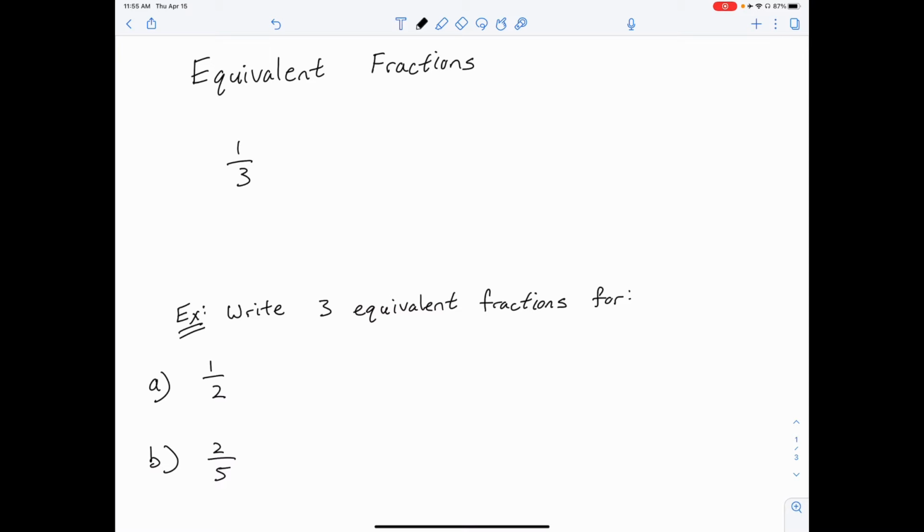Hello everyone. Today we're talking about equivalent fractions. Now, a lot of students tend to get confused on how to do equivalent fractions. So first of all, let's go over the basics.